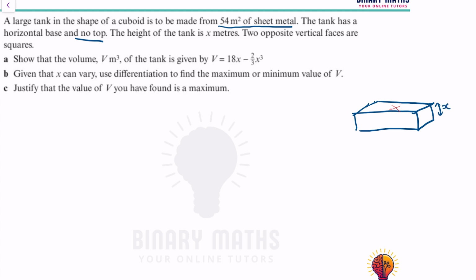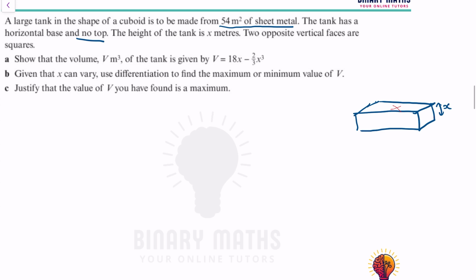Two opposite vertical faces are squares. So it's this one and that one. So that means that must also be equal to x, because these are the vertical faces. Show that the volume V of the tank is given by this formula.